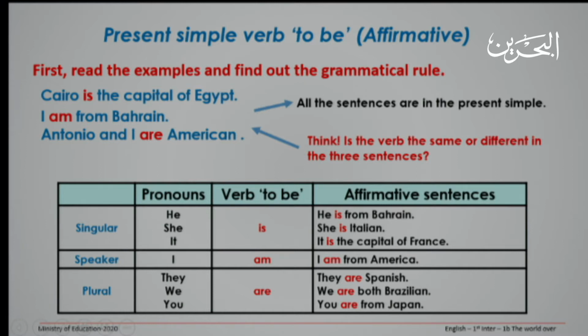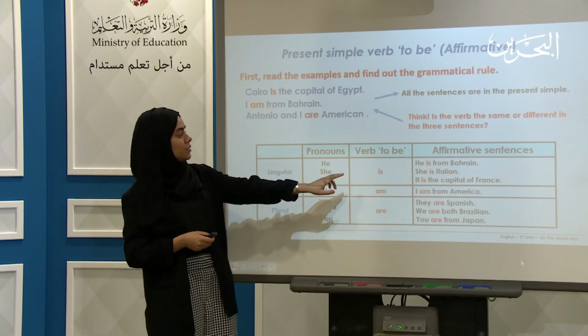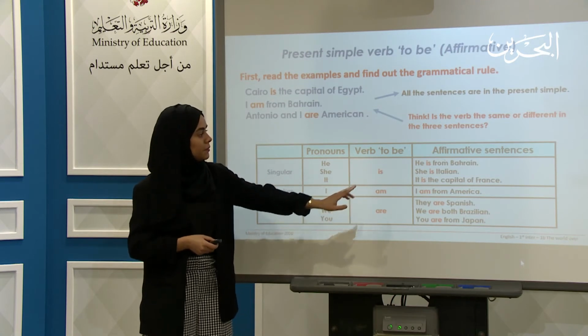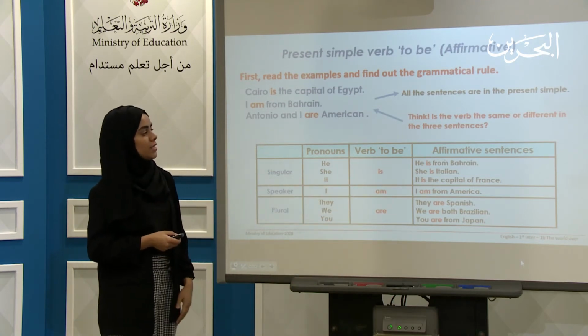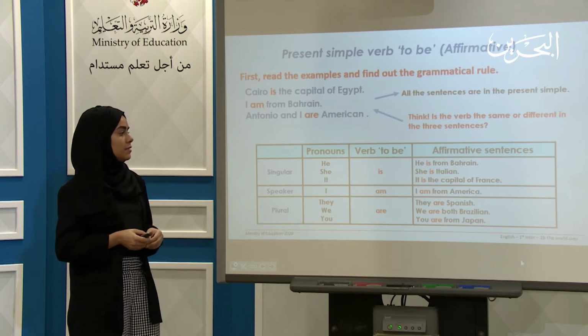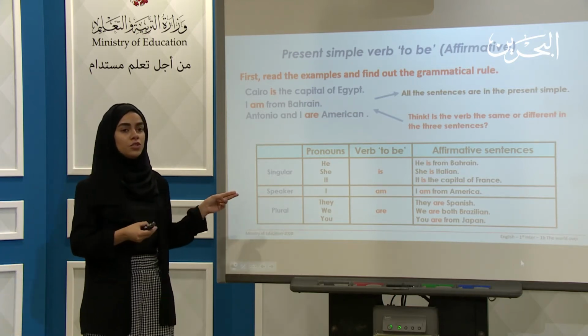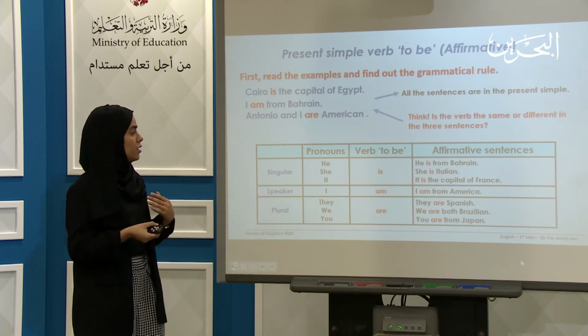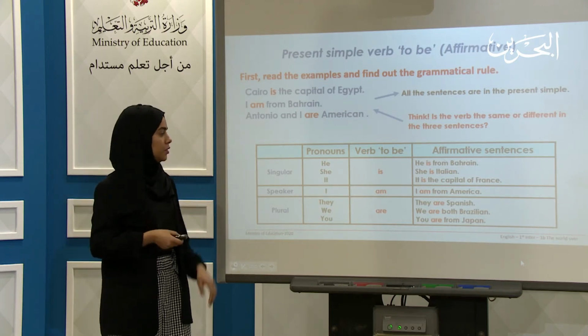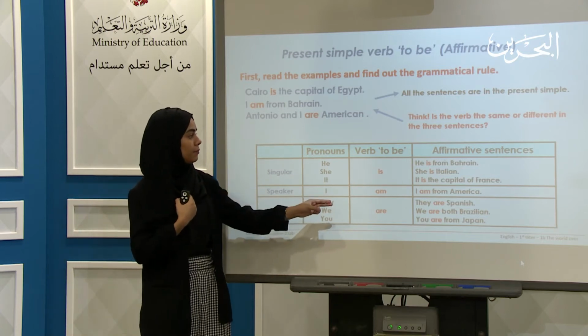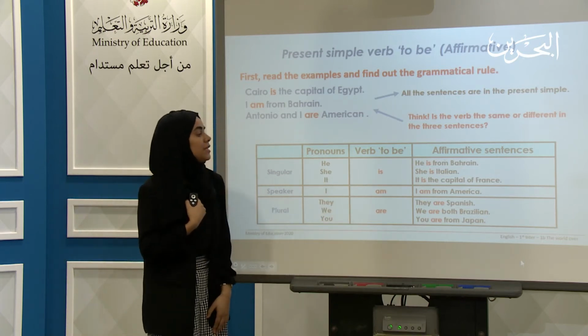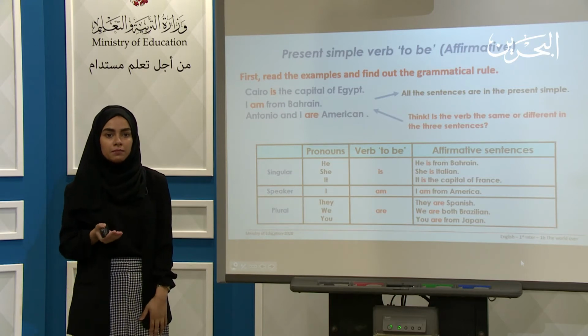So the first type is the singular pronouns, which are he, she, and it. The verb to be that goes with these pronouns is "is". For example, he is from Bahrain, she is Italian, it is the capital of France. Now, for the second one, which is the speaker, when you are talking, you use the pronoun I. So you say, I am. The example is, I am from America.